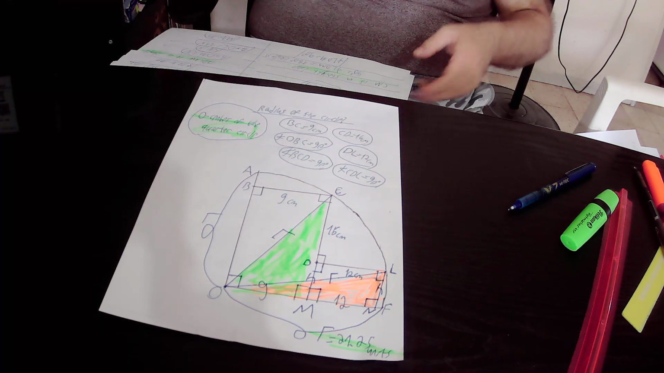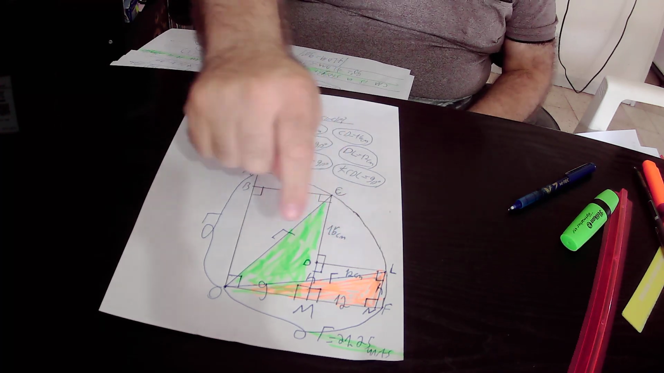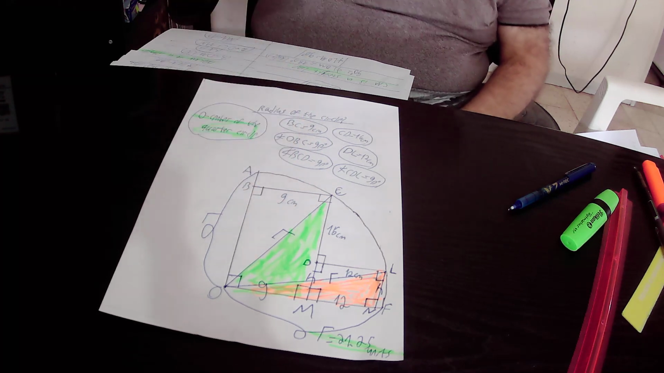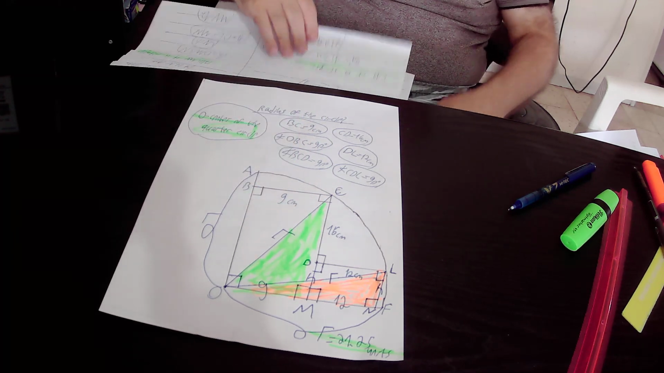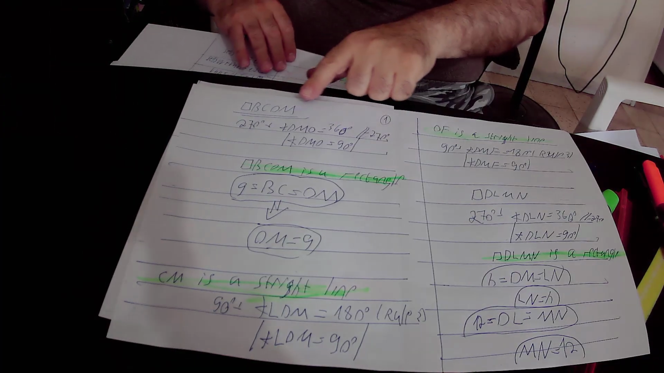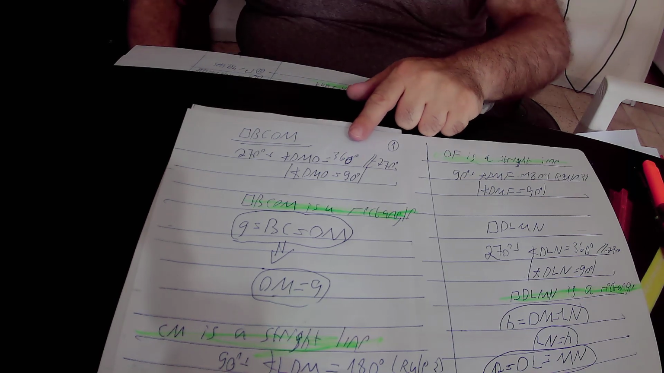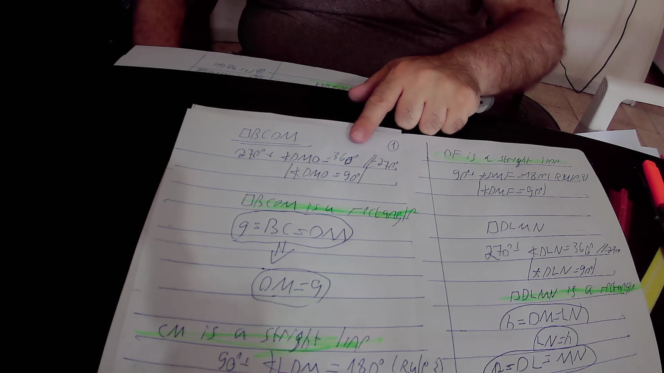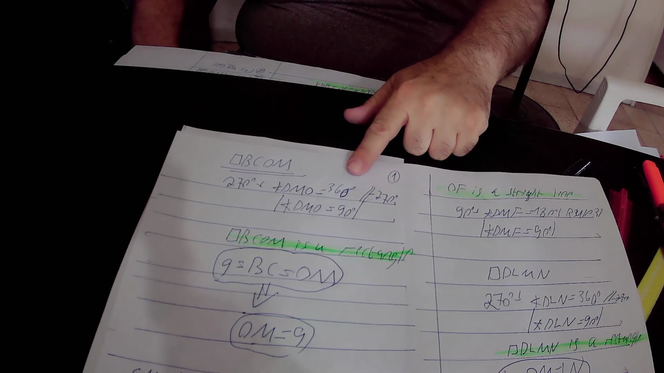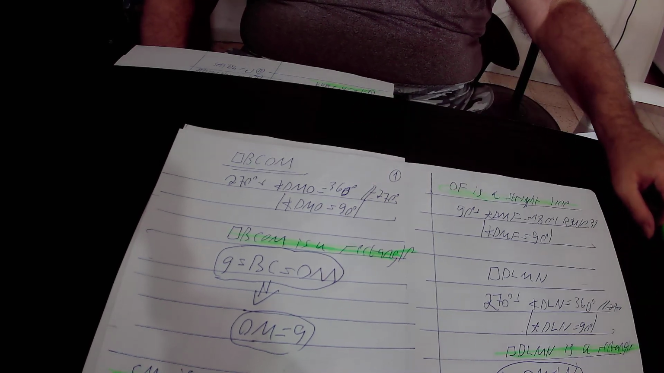In quadrilateral BCOM, we have 3 right angles, and the sum of 3 right angles is 270 degrees plus the size of the fourth angle, that is angle DMO. In total, they must be equal to 360 degrees, according to the rule that the sum of the angles in any quadrilateral is equal to 360 degrees.